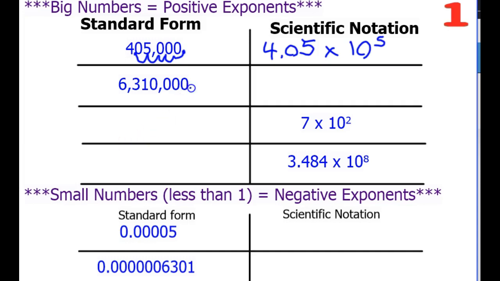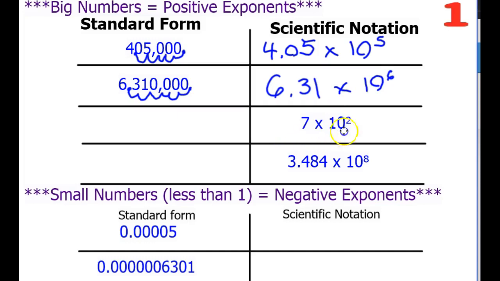Down here we pretend there's a decimal right there, and we go over 1, 2, 3, 4, 5, 6 spots. We're getting right behind that first number, so we get 6.31. Now you don't need to write these zeros after it because this is basically saying that there's zeros after everything in our decimal. So 6.31 times 10 to the 1, 2, 3, 4, 5, 6th power. 10 to the 6th power.